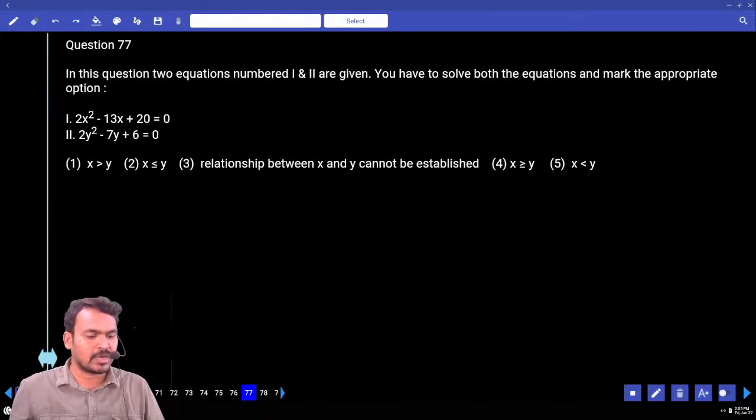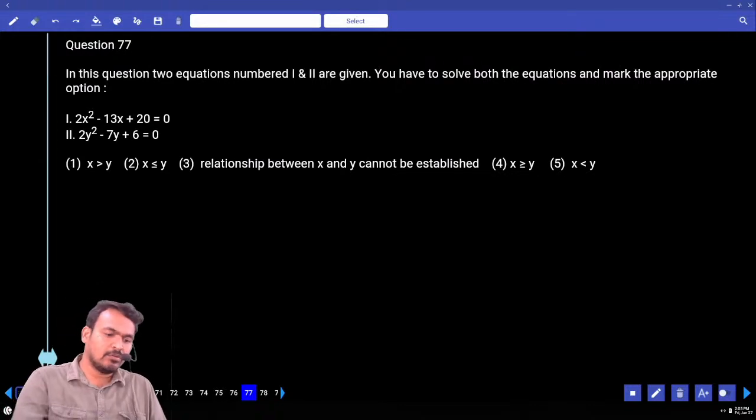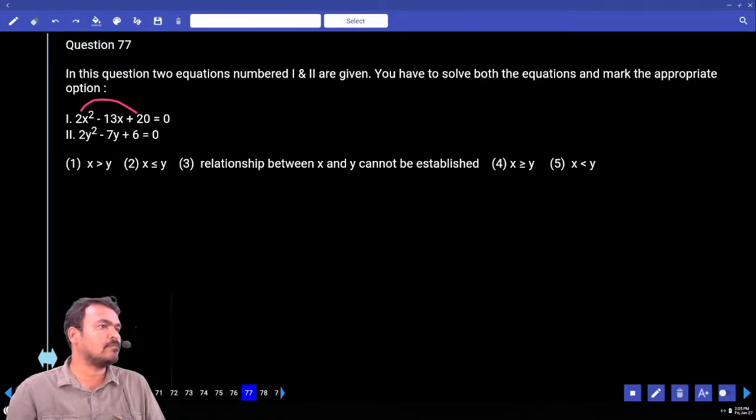Second one: 2y² − 7y + 6 = 0. In both equations, the coefficient of x² and the coefficient of y² are the same, right? Then 2 into 20 is how much? 40. Product 40, sum is −13. One will be −8, another one −5. Then the final roots of x will be +8 and +5, right?